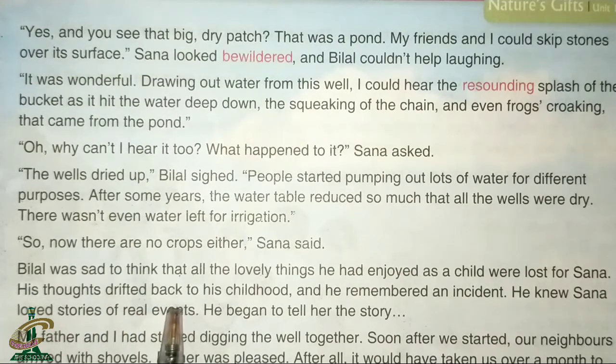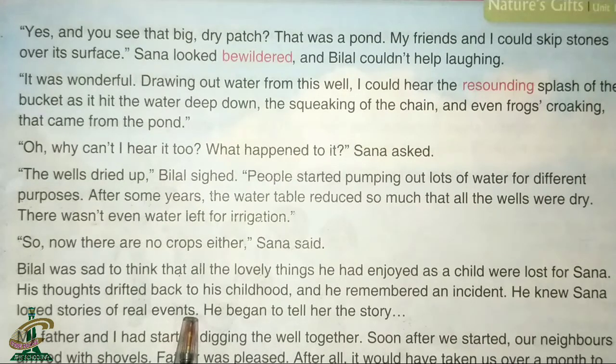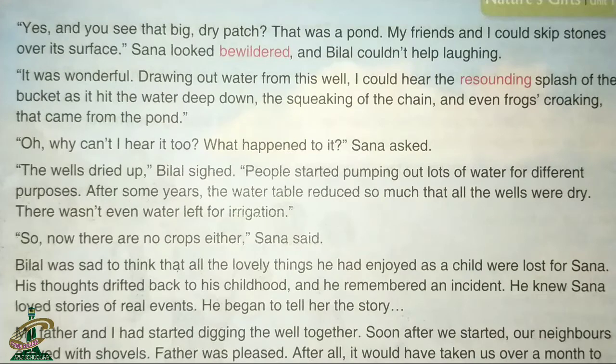His thoughts drifted back. Drifted back means he recalled his memory and his thoughts moved back into the past, into the childhood when he was a child. And he remembered an incident, an event of his childhood. He knew Sana loved stories of real events, like real incidents, the real happenings. And then he began to tell her the story. And what was the story? Dear students, we will learn the story in the next lecture.